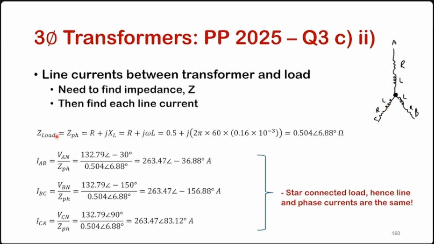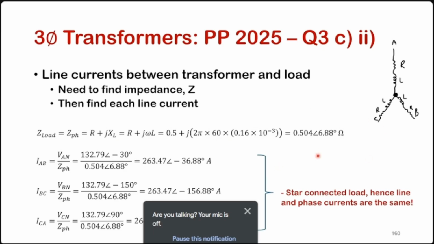So we need to find the load impedance, and that will be the per phase impedance. You can just find it for one phase, R and L here. They give us the resistor and the inductance, so we need to find XL. So it's R plus jXL, or R plus jωL, and they give us the frequency at 60 hertz, and we calculate the inductance and so on. And you get your total impedance to be 0.504 angle 0.68 ohms.